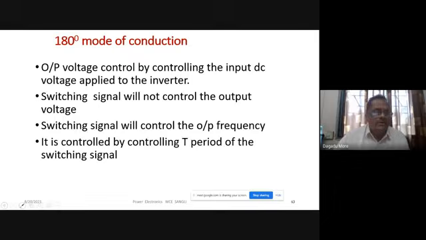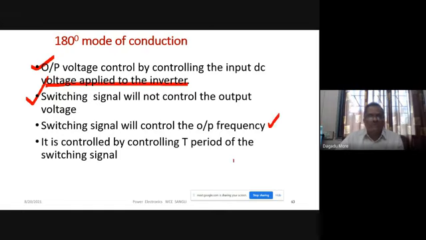We already discussed how we control the output voltage. The output voltage is controlled by controlling the DC voltage applied to the inverter. The switching signal will not control the output voltage; it will control only the output frequency. Output frequency is controlled by the period T of the switching signal. And we have seen that by interchanging the switching signals of two legs, we can control the phase sequence also.